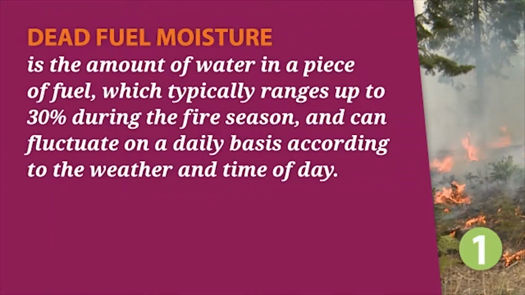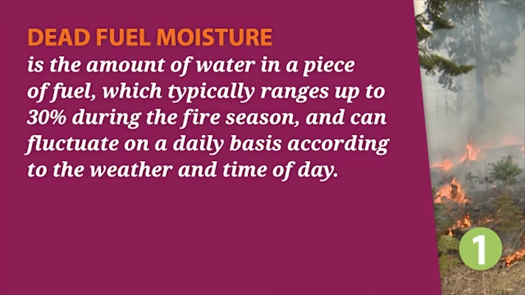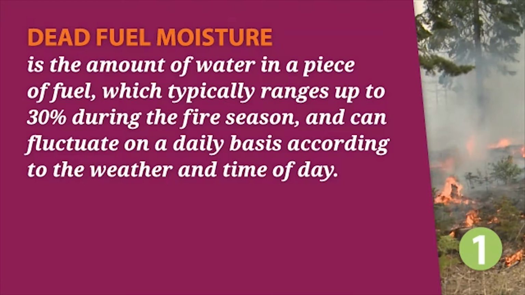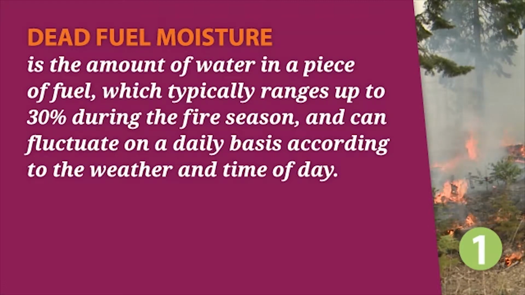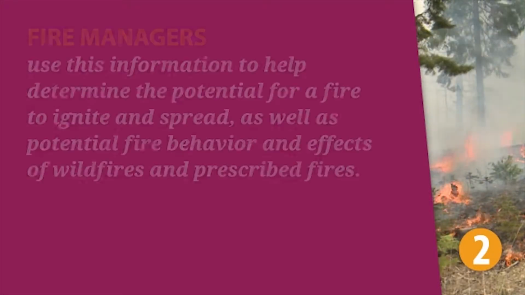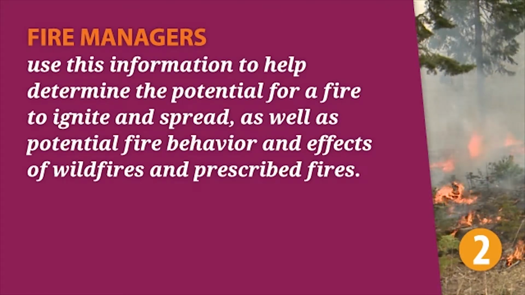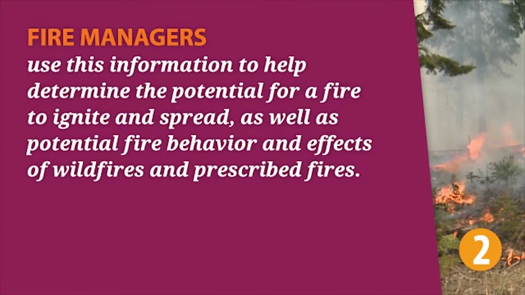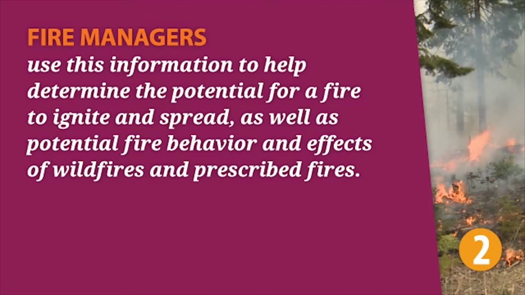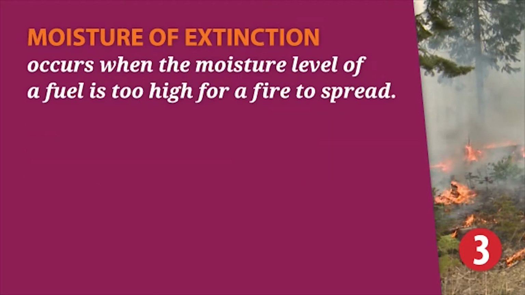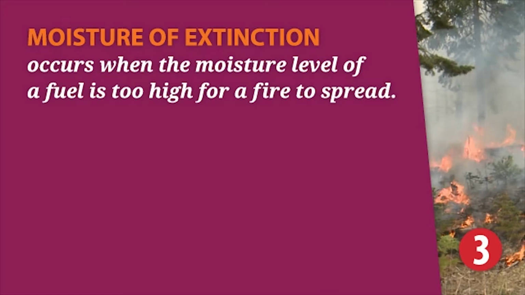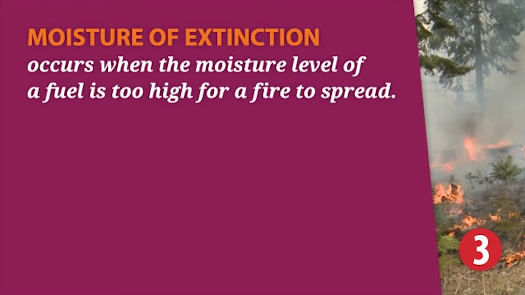1. Dead fuel moisture is the amount of water in a piece of fuel, which typically ranges up to 30% during the fire season and can fluctuate on a daily basis according to the weather and the time of day. 2. Fire managers use this information to help determine the potential for a fire to ignite and spread, as well as potential fire behavior and effects of wildfires and prescribed fires. 3. Moisture of extinction occurs when the moisture level of a fuel is too high for a fire to spread.